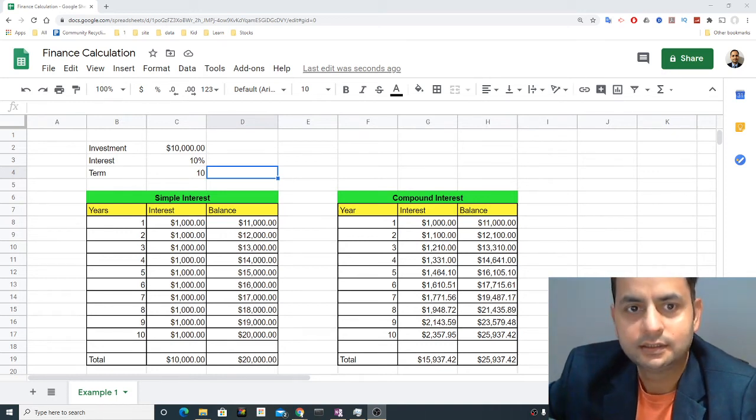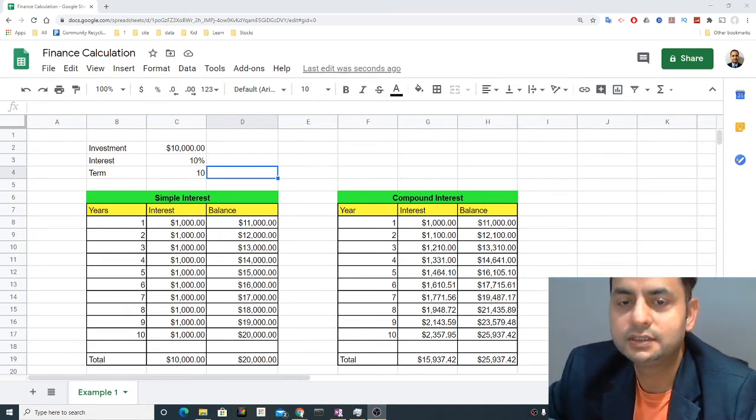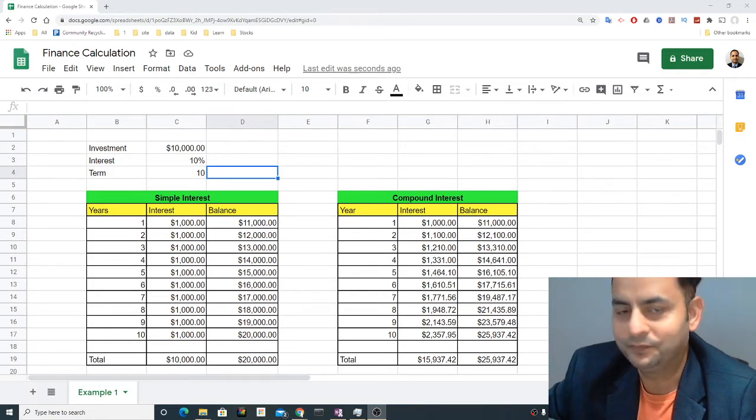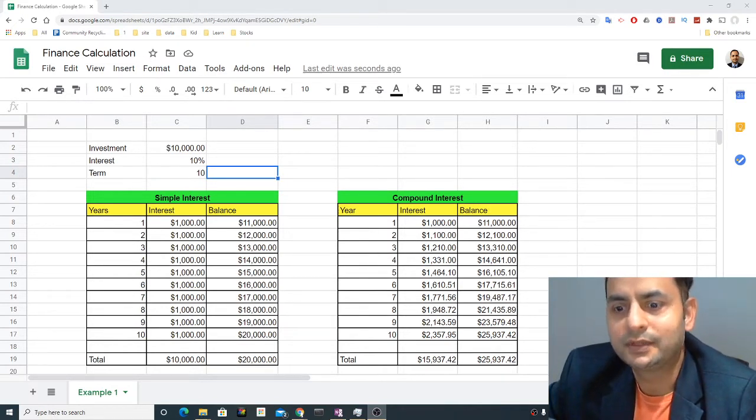Hi, welcome back. In today's video, as you can see, there is no PowerPoint deck. I'm trying to cover compound interest with the help of one example, as shown on the spreadsheet. This is one of the fundamental videos I will be doing on investment basics.